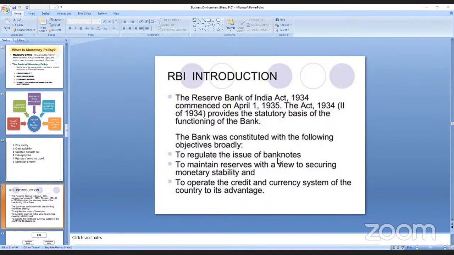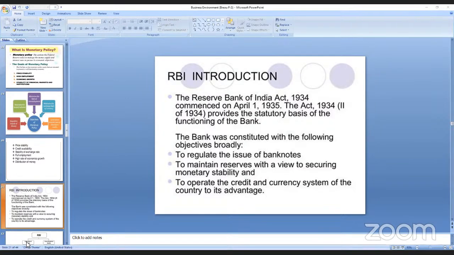So they are always maintaining the reserve. That is a liquidity reserve they put aside for whenever there is a need of that money. So the RBI maintains the reserve for monetary stability. And they even operate the credit and currency system. So credit and currency system will also be managed in the country. It's also one of the advantages of the RBI.